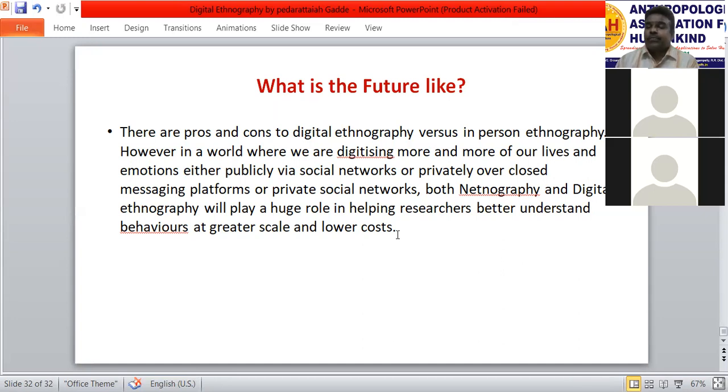So more and more digitizing processes are involved in our lives and emotions, either publicly via social networks, or privately on closed messaging platforms or private social networks. Both netnography and digital ethnography will play a huge role in helping researchers better understand behaviors at a greater scale and at lower costs.